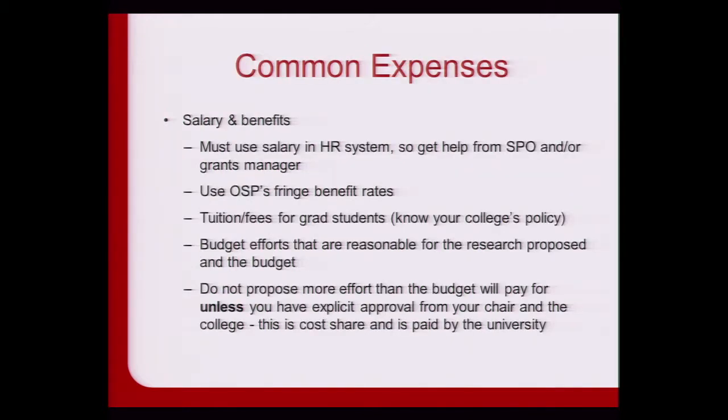The biggest one by far on almost every single proposal is salary and benefits. This is probably 85% of costs. It's huge. You have to use the salary that's in the HR system, and you all don't have access to the HR system. You've got to talk to your grants manager or your sponsored program officer because they have access, okay? They'll get that information into the template for you, and all you need to do is provide your SPO or grants manager with the percent effort for that person, and they'll figure out the rest. There is a special fringe benefit rate for the Office of Sponsored Programs project. So if you're on a sponsored programs project, you have a different fringe benefit rate than the university uses. Your SPO knows all about that.